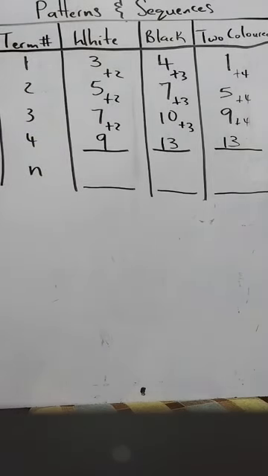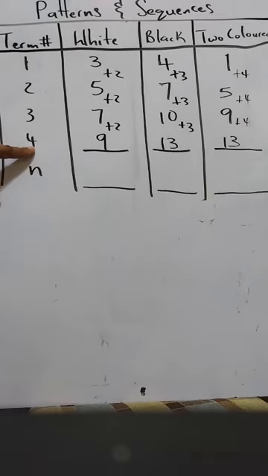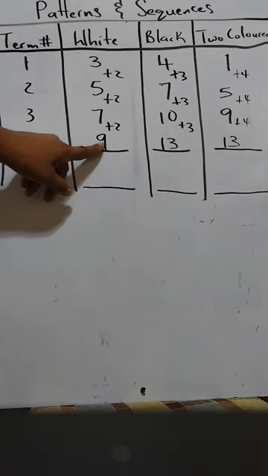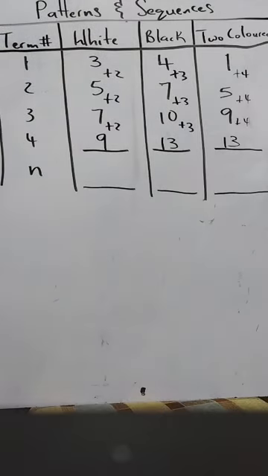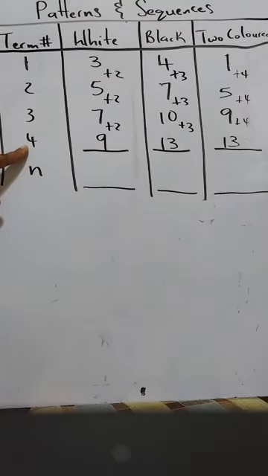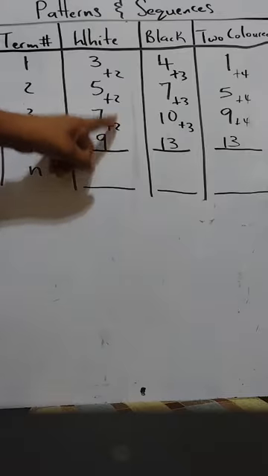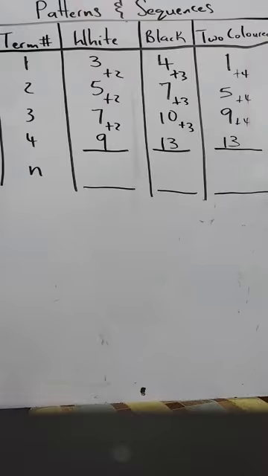Now notice something here. By the time I got to term number 4, let's look at what's happening. By the time I got to term number 4, which is 9, I would have added the number 2 three times. So let me check if something is similar to when I was at term number 3.